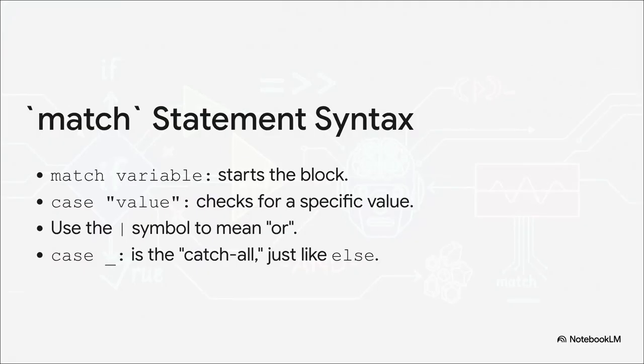And the way you write it is super simple. You start with match, followed by the variable. For each possibility, you use case. If you want to check for multiple things that lead to the same outcome, you just use this pipe symbol, the vertical line, which just means or. And that case underscore at the end, that's your default, your catch-all. It's the exact same idea as an else statement.